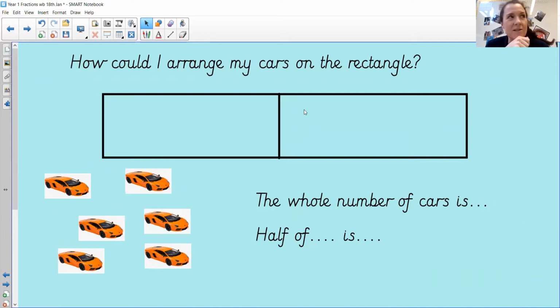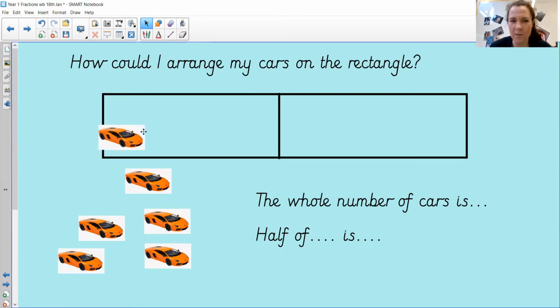Have a little chat to your grown-ups and have a think. And maybe you could do this yourself. So you could get yourself 6 counters, or if you've got them, 6 cars, and have a go. Okay, how could I arrange my cars on the rectangle?